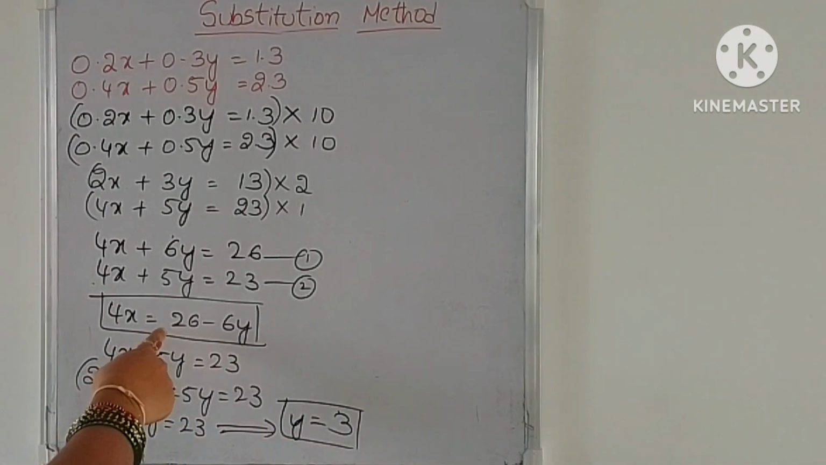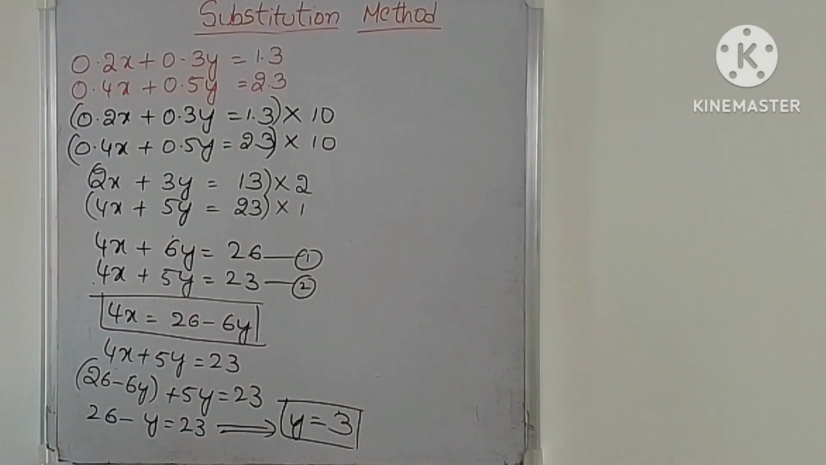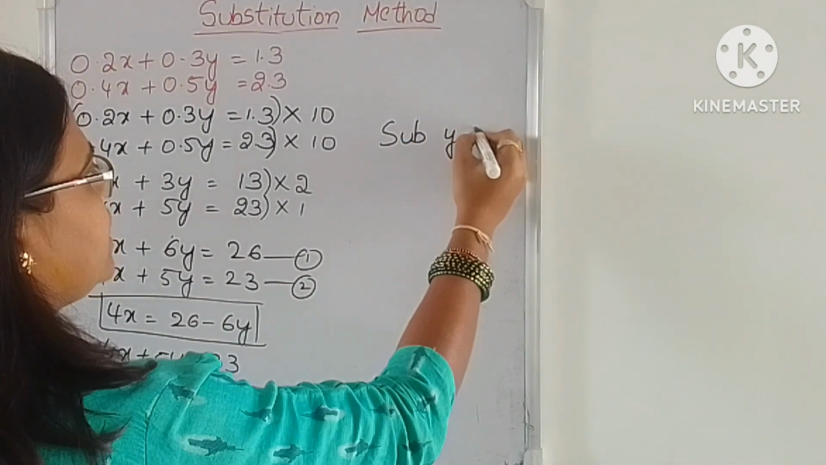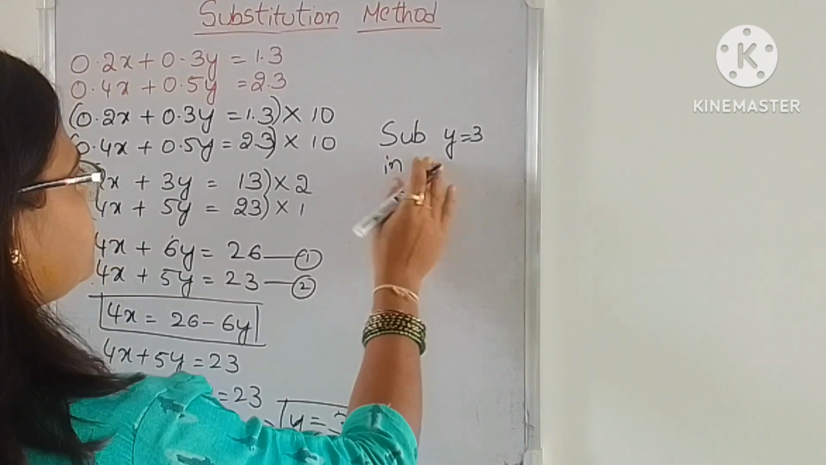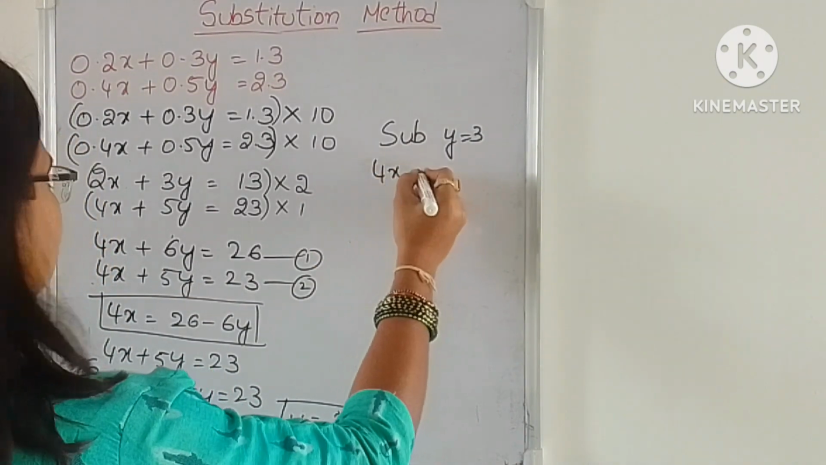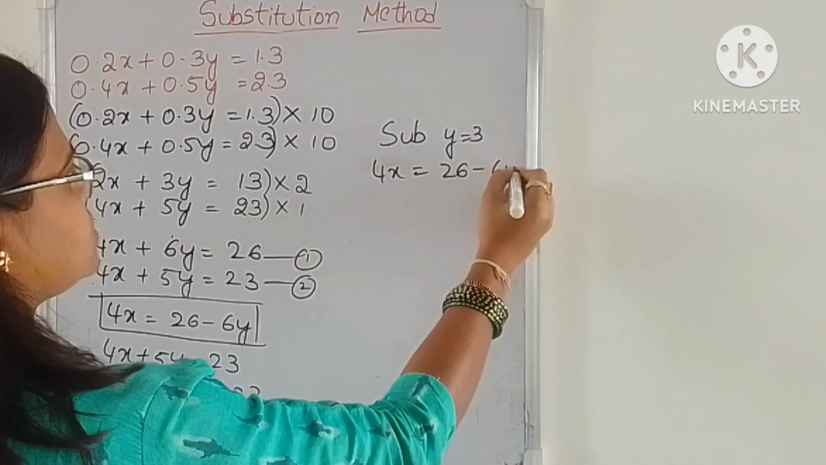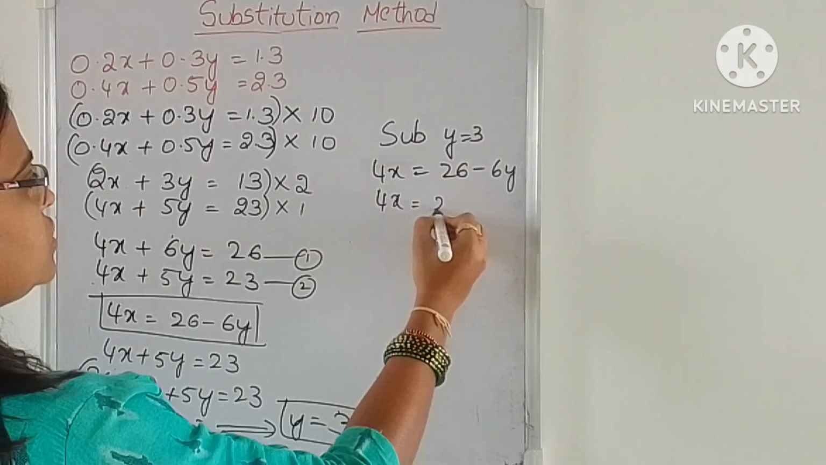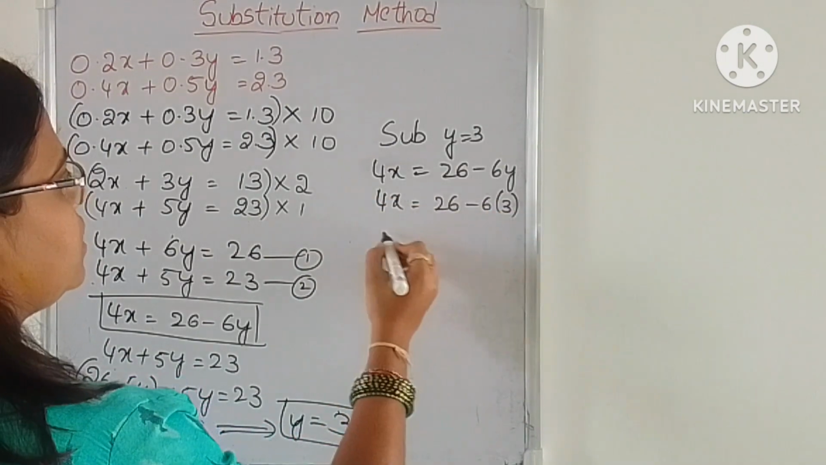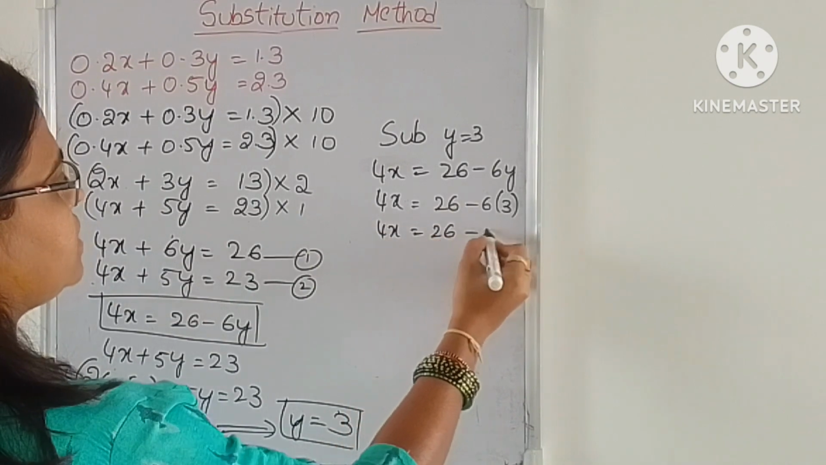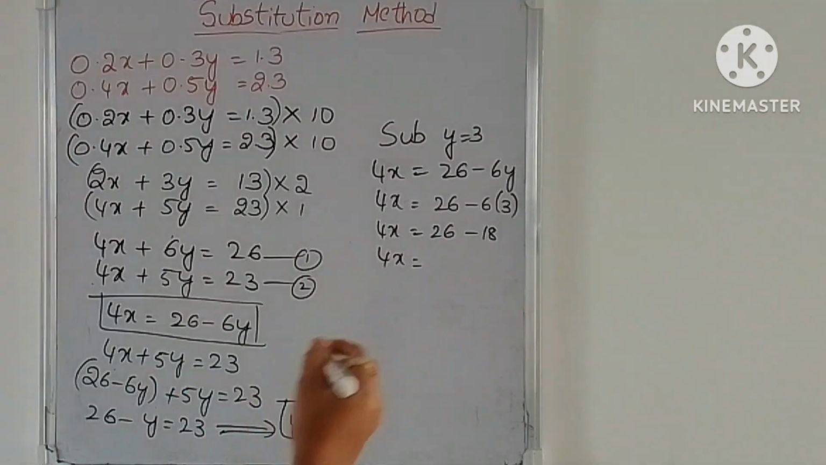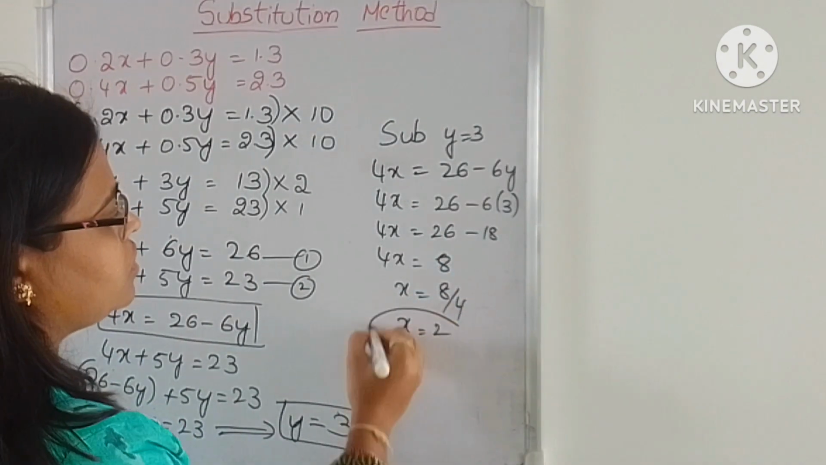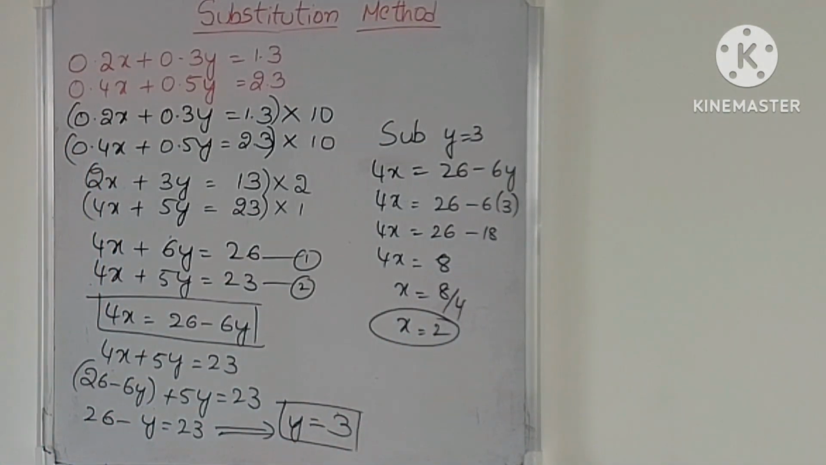Substitute this y in the 4x form and we will get the x value. So substitute y is equal to 3 where 4x is equal to 26 minus 6y. So 4x is equal to 26 minus 6 into 3. So 4x is equal to 26 minus 18, 4x is equal to 8, and x is equal to 8 by 4. So x is equal to 2. We have got x is equal to 2 and y is equal to 3.